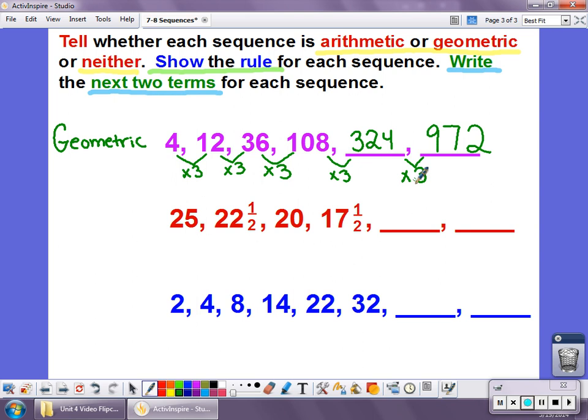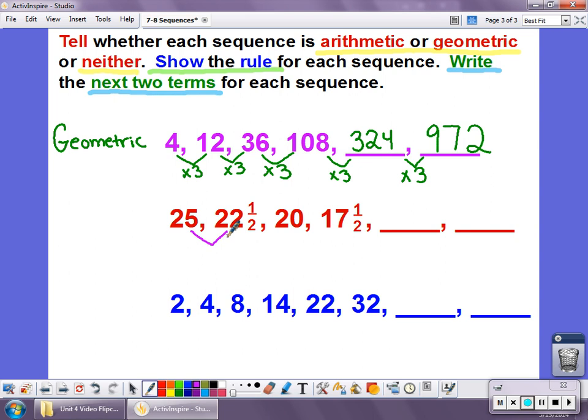Let's look at this one. This one's a little trickier because we've got fractions. So 25, 22 and a half, 20, 17 and a half. I'm definitely getting smaller numbers. And because they're getting smaller, I know it's either going to be subtraction or division. And the change isn't changing enough. It looks like it's kind of a constant change, which makes me think this could be subtraction. If it were division, I'd have like a big change and then a smaller change, and they'd get a little bit different. The numbers wouldn't be so close together.